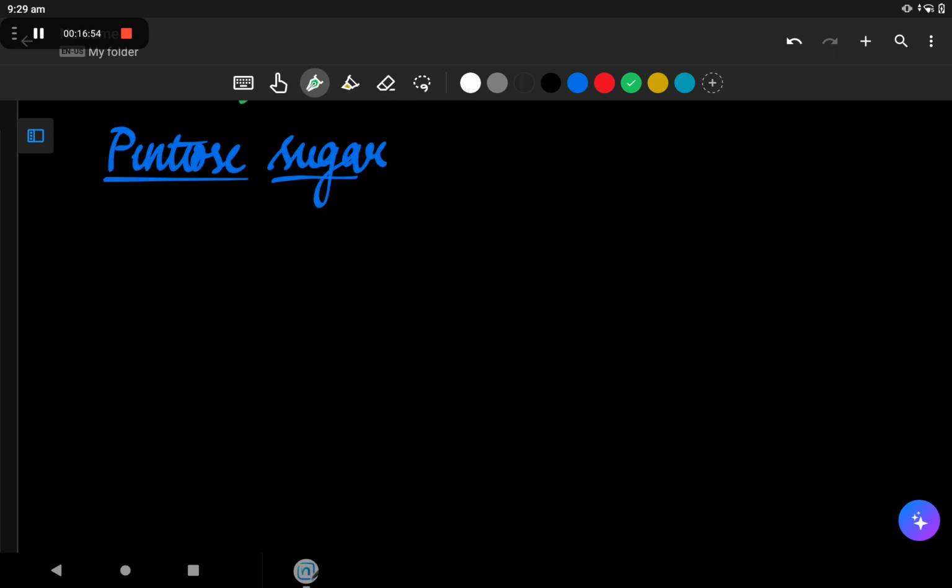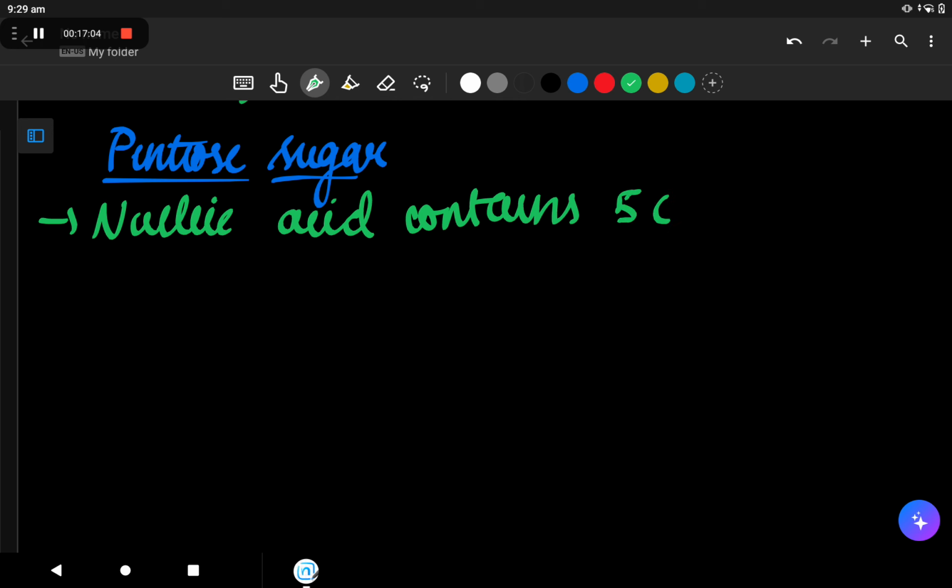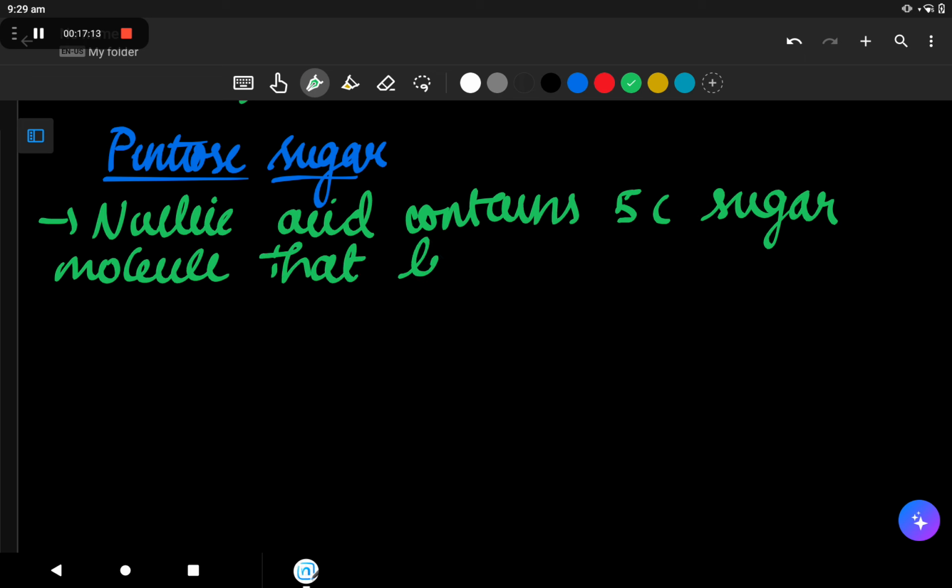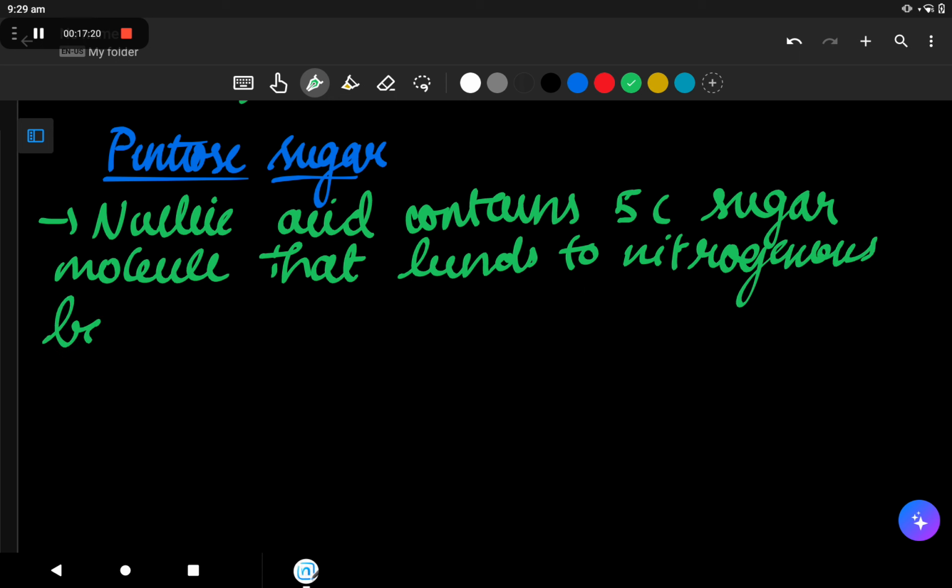Nucleic acid contains a 5-carbon sugar molecule that binds to nitrogenous base. Right? In case of RNA, the sugar is ribose.